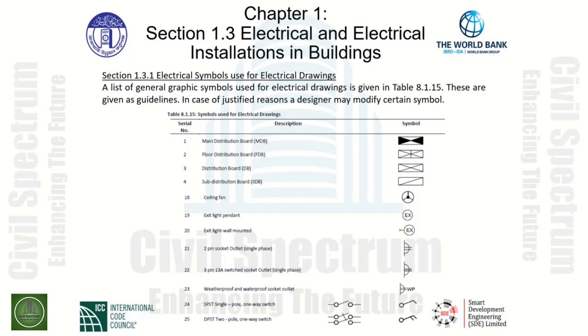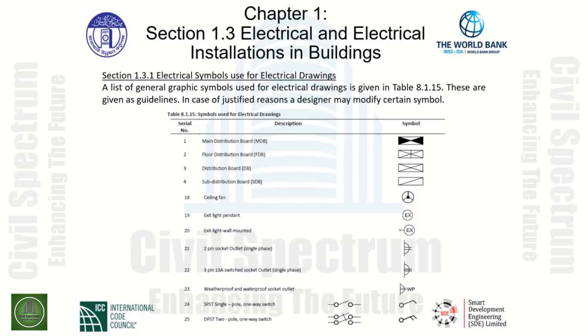The first column gives us a serial number. This is a portion of the table. The code user is going to look at this particular section for all of the symbols that are indicated in the code. We have a few examples here, such as serial number 1, the main distribution board, MDB, and the associated symbol in the last column. As we move down, we have the floor distribution board. As you can see, it's a totally different symbol that indicates the floor distribution board.